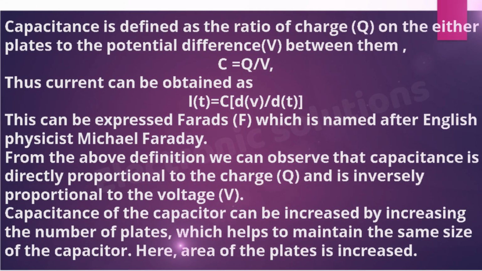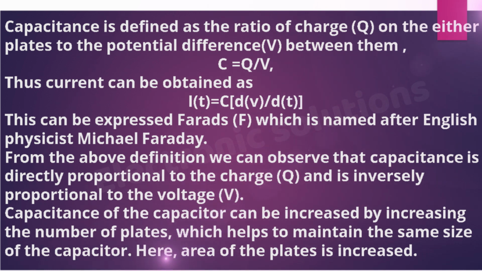Capacitance is defined as the ratio of charge, Q, on either plate to the potential difference, V, between them. C equals Q/V. Thus current can be obtained as I equals C dV/dt. Capacitance is expressed in farads, F, which is named after English physicist Michael Faraday.